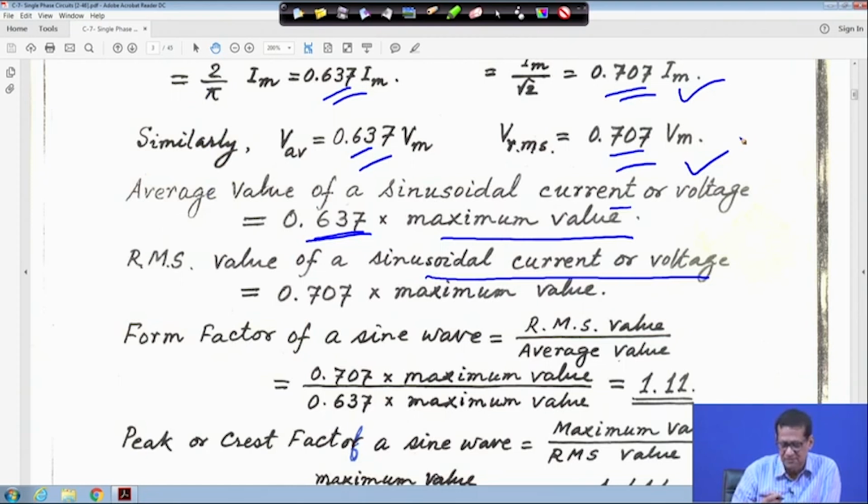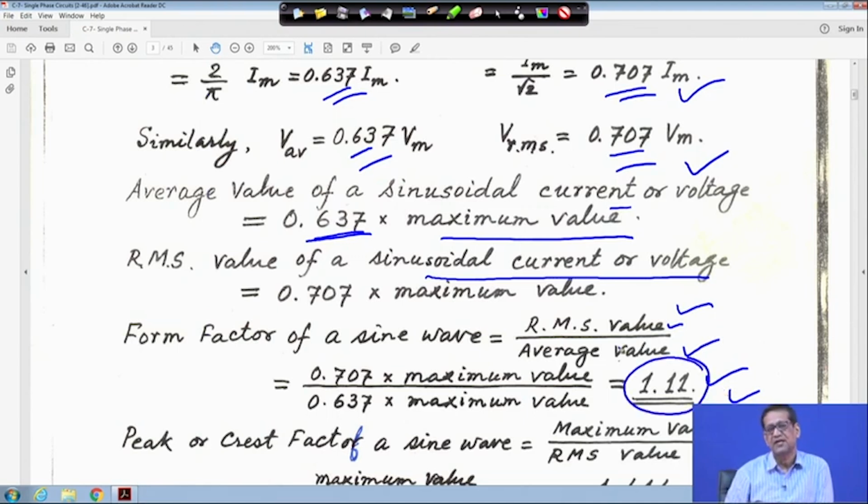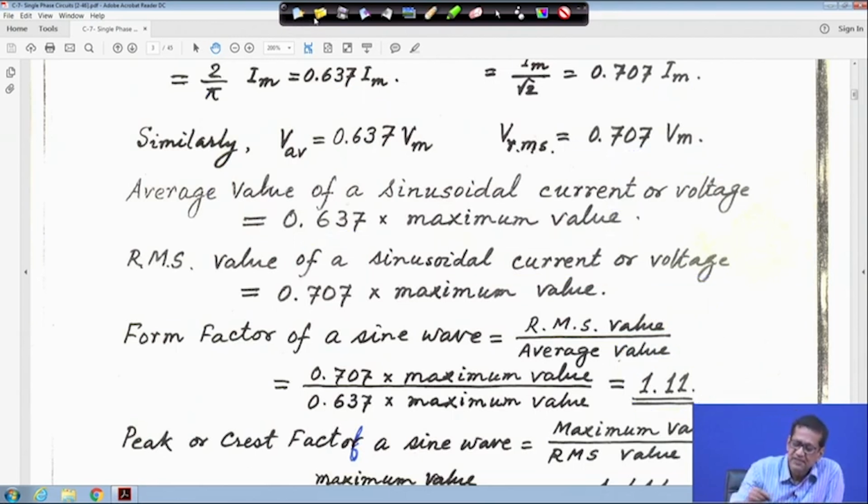Now we define one or two things. Form factor of a sine wave is RMS value by average value. So RMS value is equal to 0.707 into maximum value, and average value is equal to 0.637 into maximum value, and that equals 1.11. So for a sinusoidal waveform the form factor is 1.11. You have to keep it in your mind.